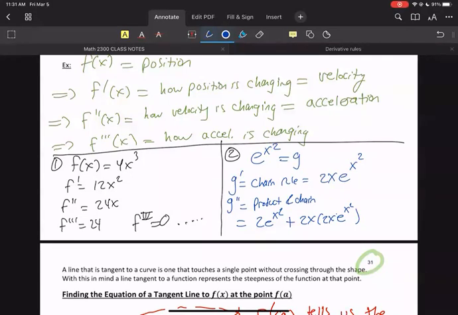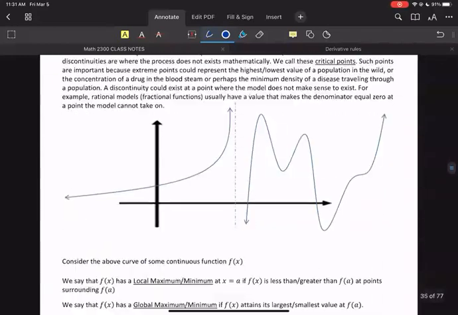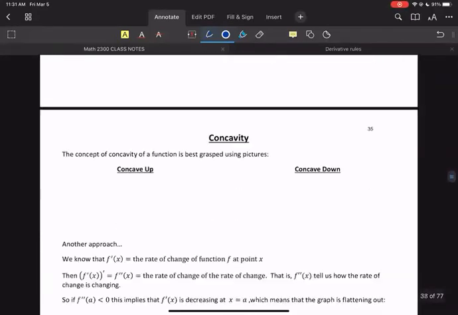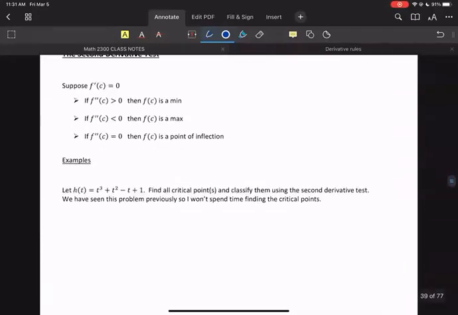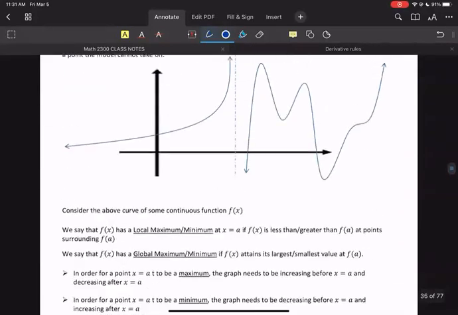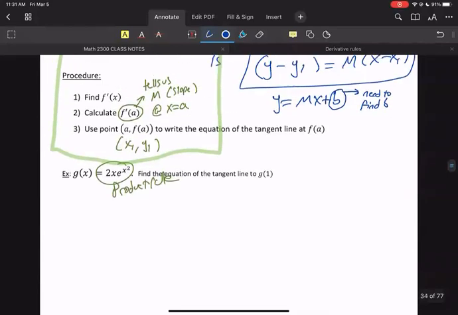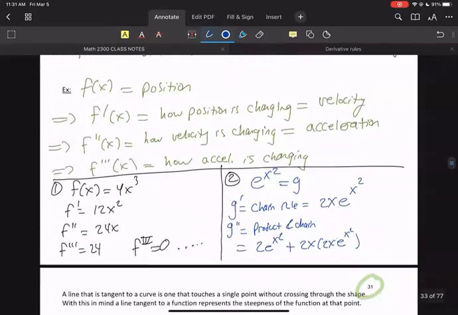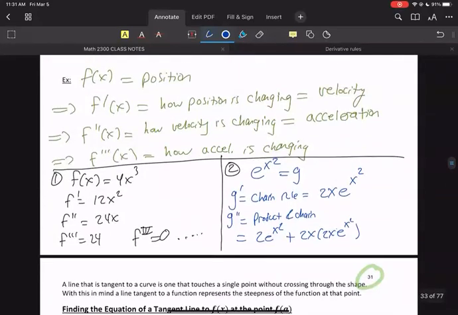Okay, and we end up using the second derivative a lot moving forward. If you look down a couple pages, we've got something called the second derivative test, concavity, the second derivative test, all this kind of stuff. We're going to be taking higher order derivatives. So that's why we're introducing it right before we do that. All right, I'm going to stop there.